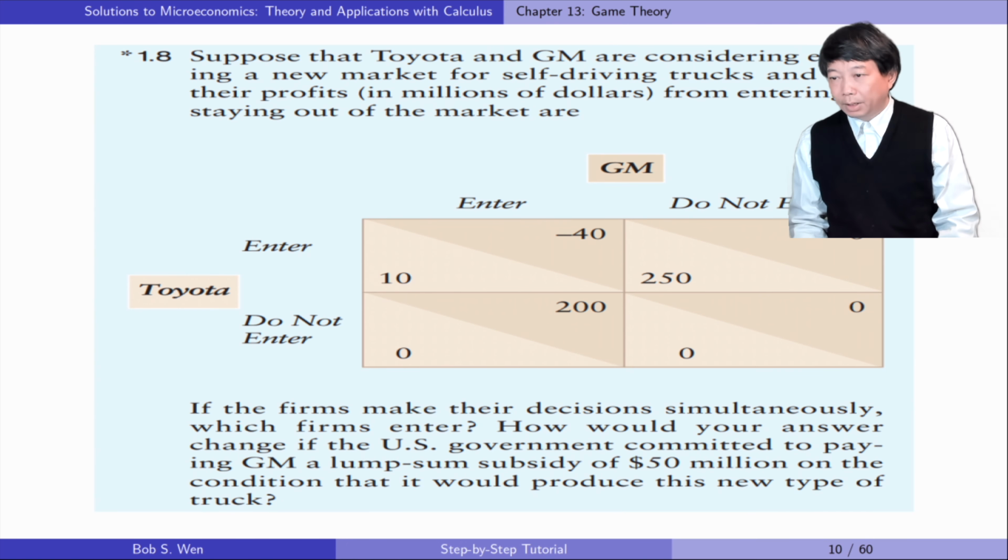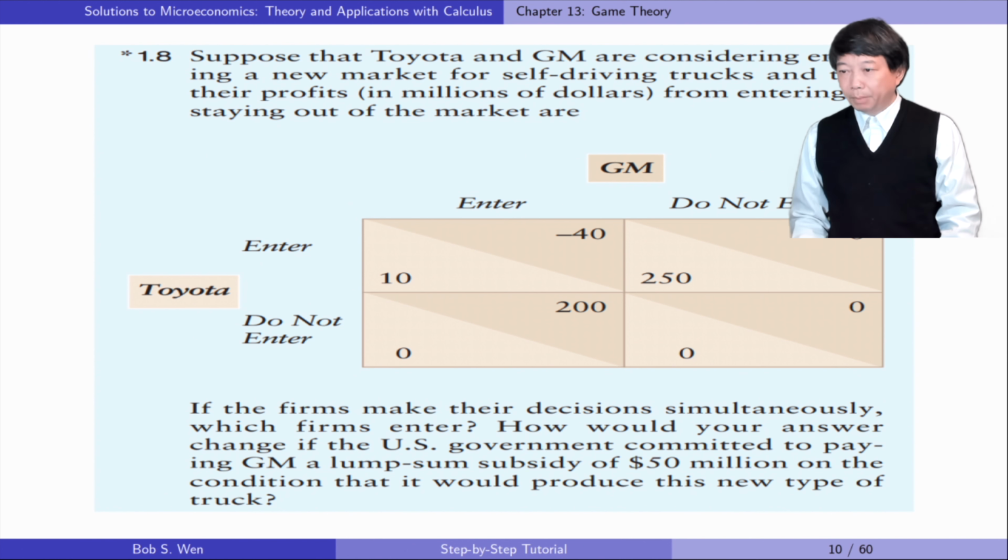Let's find answers to exercise 1.8. Suppose that Toyota and GM are considering entering a new market for self-driving trucks, and that their profits from entering or staying out of the market are as shown in the payoff matrix. If the firms make their decisions simultaneously, which firms enter?